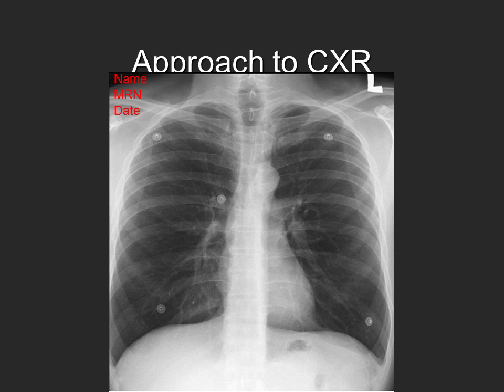When reading a chest X-ray, it is important to assess the technical factors. First, identify the name, MRN, and the date of the study. Then check the markers to identify the orientation of the film. Next, assess the position of the patient. The medial ends of the clavicle should be equidistant from the midline spinous process if there is no rotation.